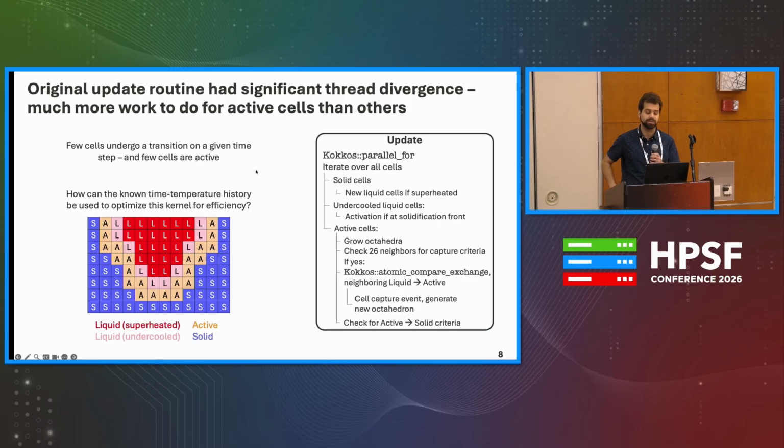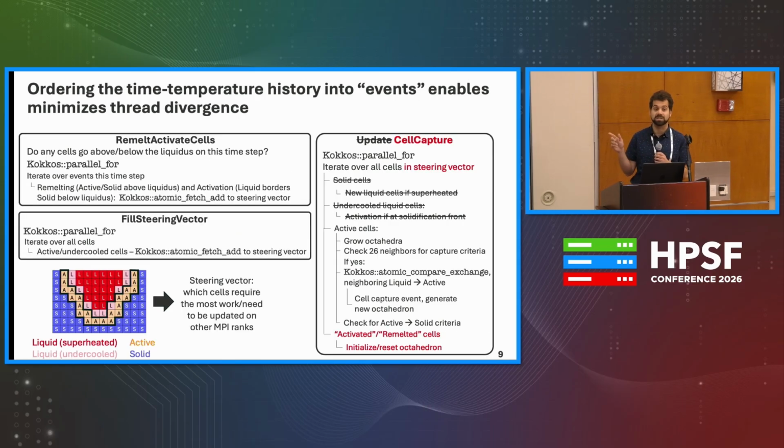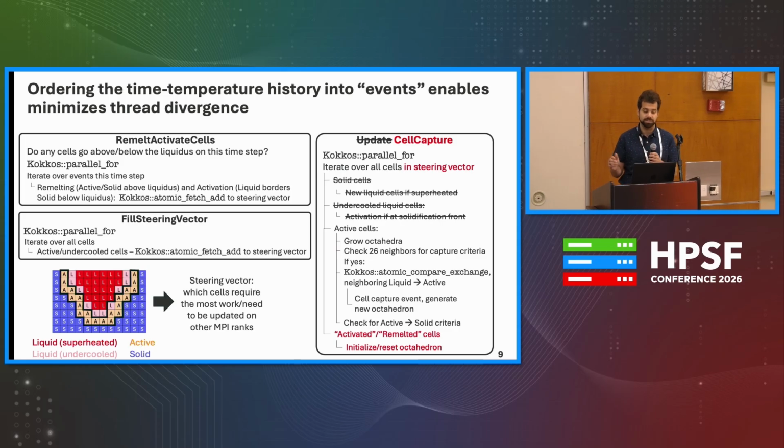So really, the fact that there's not many cell capture events on a given time step, but one thread might end up with a lot of those, made it so that we really needed to use the known time temperature history to optimize this kernel for efficiency. So this is essentially what the code looks like now after those optimizations.